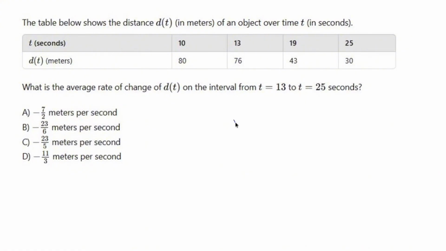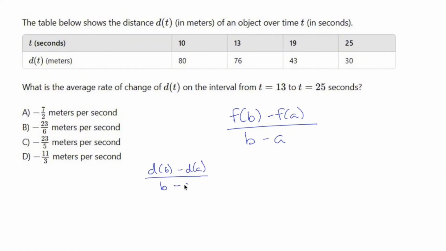Now the general formula for average rate of change is f of b minus f of a over b minus a. Obviously in this case we don't have f's, we have d's. So this would be d of b minus d of a over b minus a. A and B are going to be these intervals. Your A and your B. What would be d of b, and what would be d of a? Well, this is the result that we get for plugging in a and b respectively.